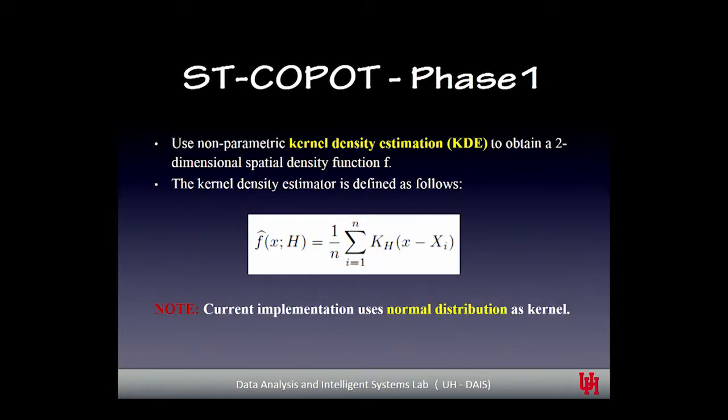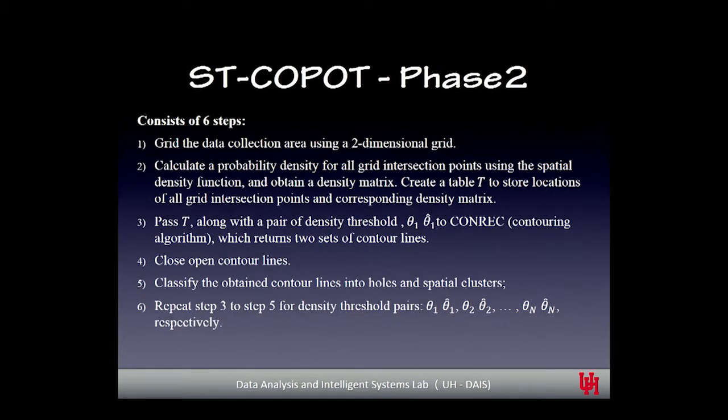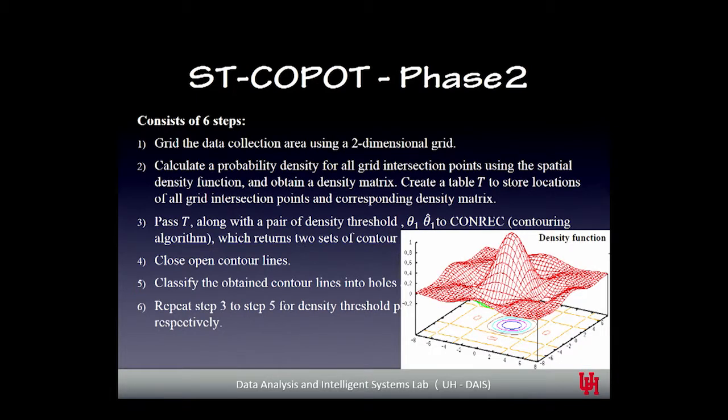Now let me go through the three phases in detail. In the first phase, we use a kernel density estimation. We have a two-dimensional density function for all the points inside each batch. In our implementation, we use the normal distribution as the kernel. Next is phase two. Since we have limited time, I will skip those details, but I will give you a figure that I think explains phase one and phase two very well.